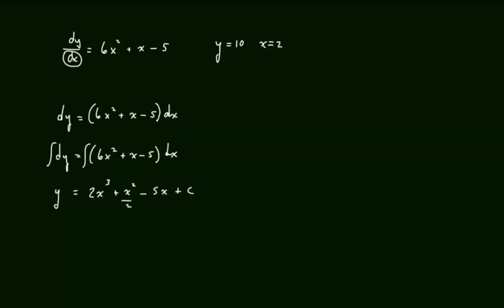The reason I don't need the c on the left: I could have said y plus c equals 2x cubed plus x squared over 2 minus 5x plus c. But then I could have taken this and subtracted both sides. These are different c's. Then I'd have this c2 minus this c1, which together collect to be a new constant of integration. So what we have found here is the general solution.